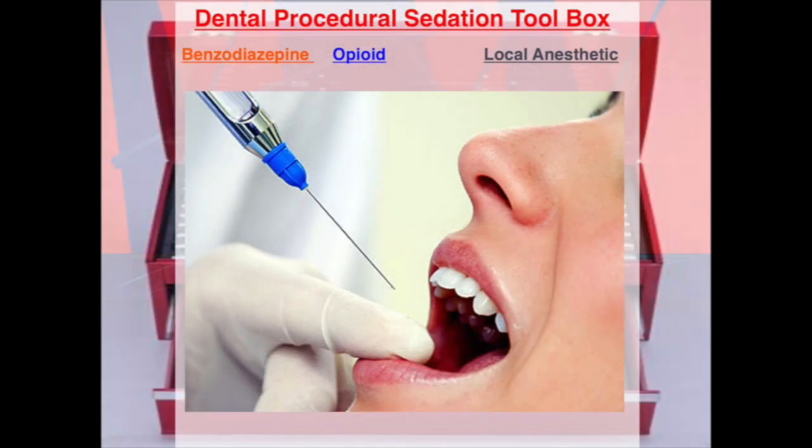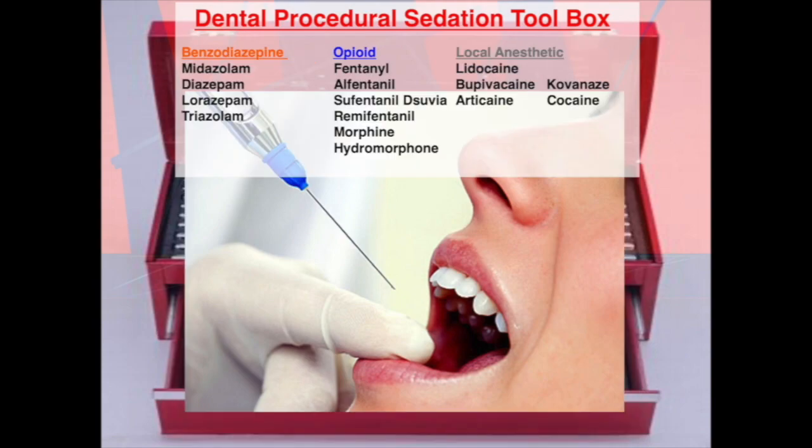Let's talk about the local anesthetics. I won't go real in depth with this because we had a ton of this in dental school, but I want to review some important points with you. We've got all the different types, as you can see: Lidocaine, Bupivacaine, which is more fat soluble and has a longer half-life, Articaine, Kovanaze, we'll talk about that in just a bit, and again, cocaine.